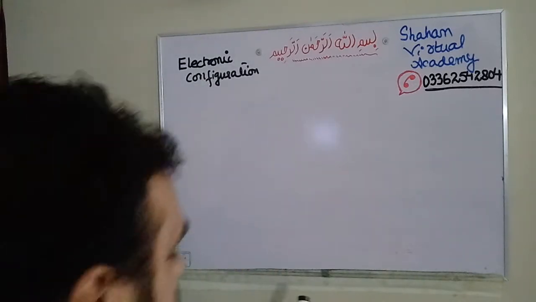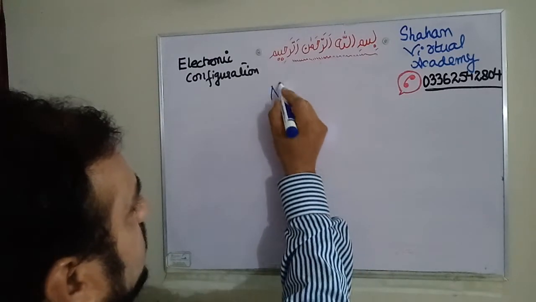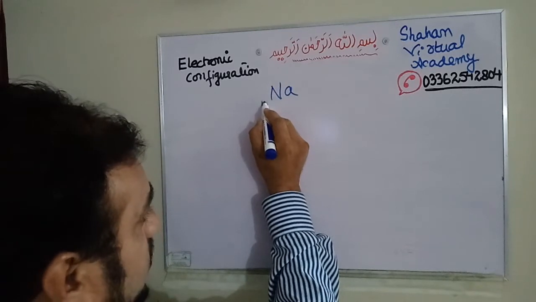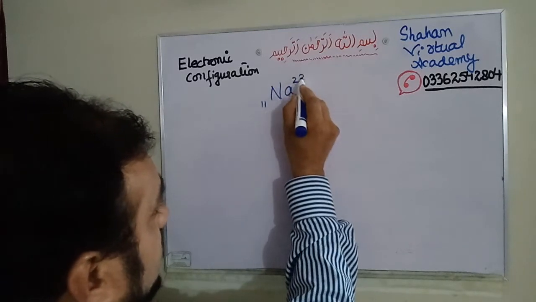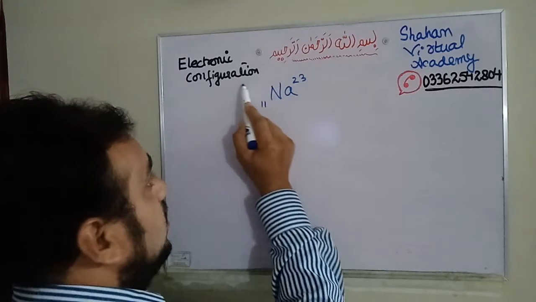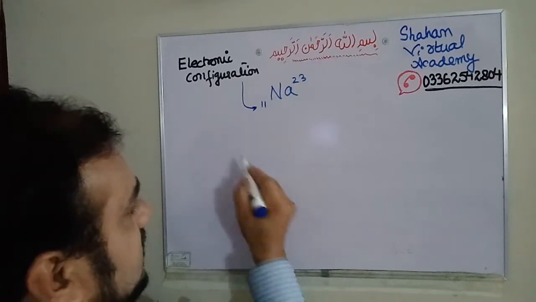Basically, what is electronic configuration? Let's suppose we have a sodium metal. It has atomic number 11 and atomic weight 23. So for the electronic configuration, atomic number is very important. Let's suppose we just see it.